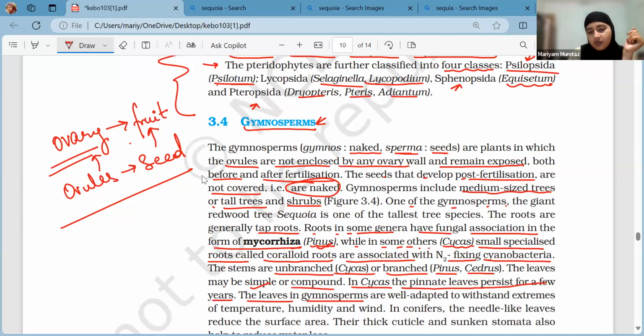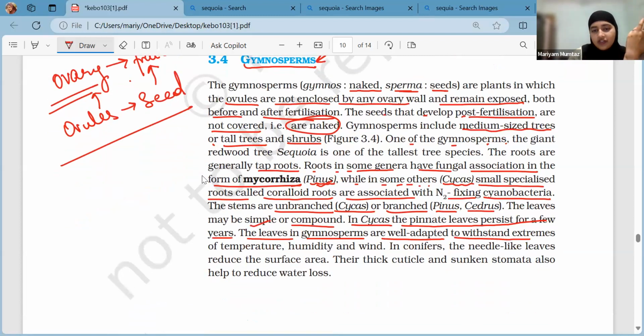The leaves in gymnosperms are well adapted to withstand extremities of temperature, humidity, and wind. In conifers, the needle-like leaves reduce the surface area. Their thick cuticle and sunken stomata also help to reduce the water loss.